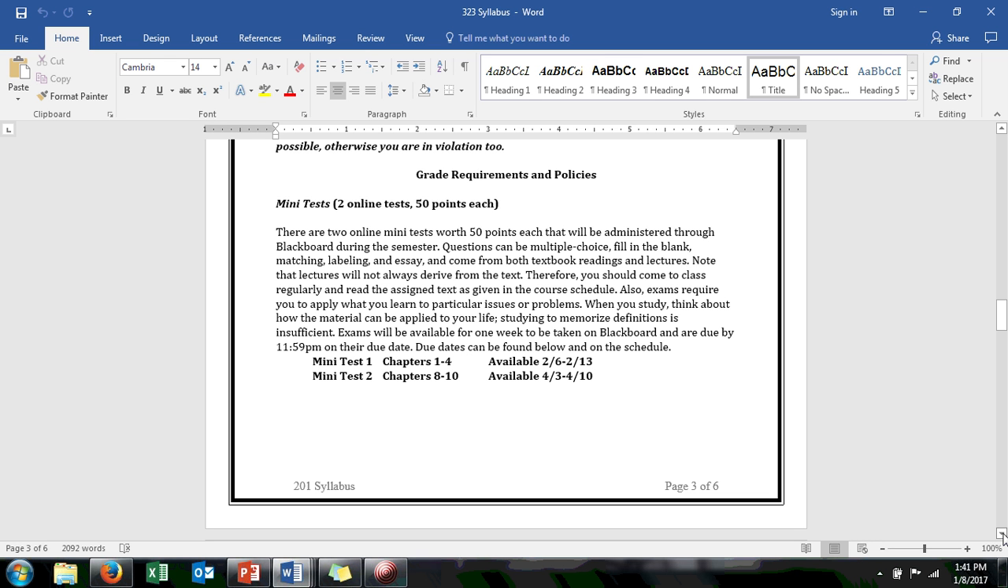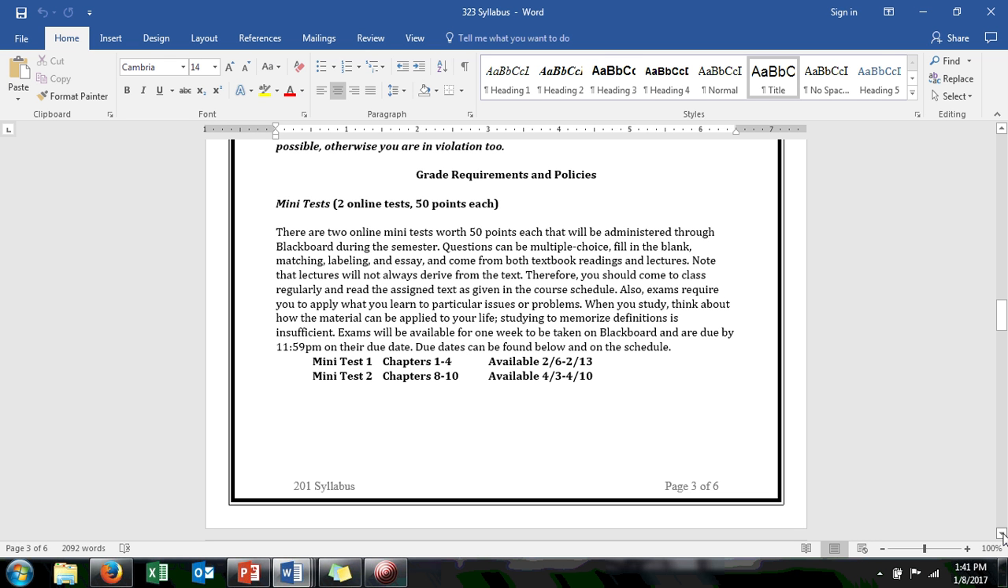Since we just have a midterm and a final, these mini tests are to check in between to make sure that you're keeping up with your reading, as well as making sure that you're understanding the material. They can also be useful for studying for the larger exams when it comes time to do that.